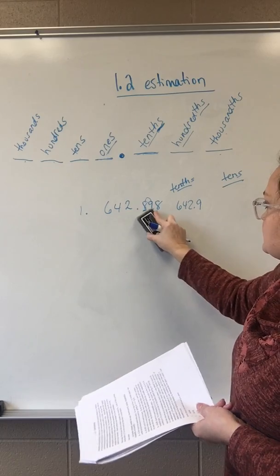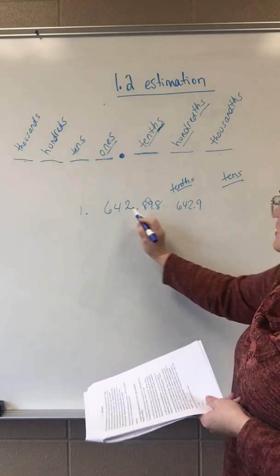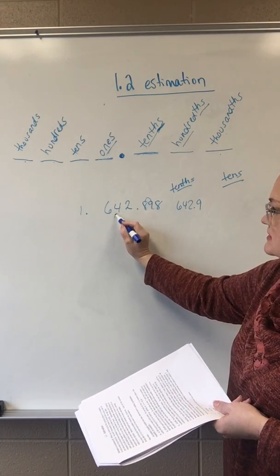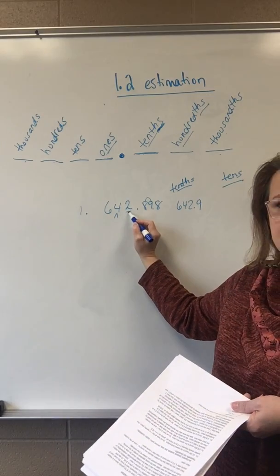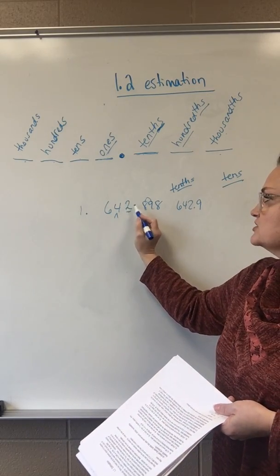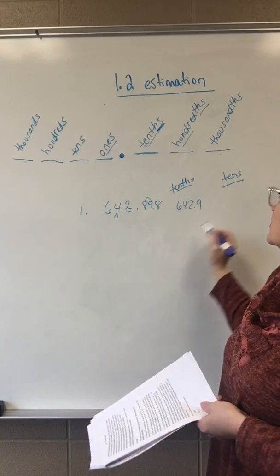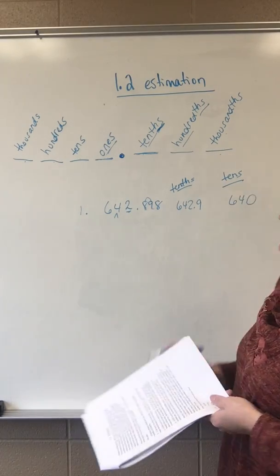For the tens place, over here, that's ones, that's tens. The number after it is less than 5, so we round that down to a 0. So we make that 640. So we round that down.